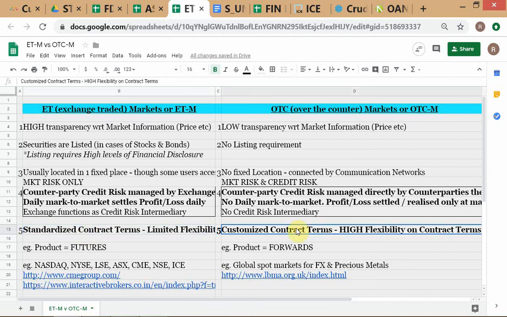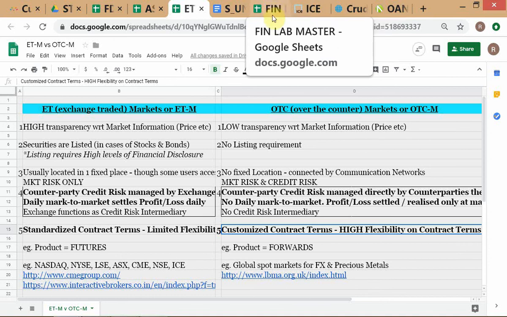In OTC markets, you can do whatever you want. You can go to Trafigura, which is one of the biggest oil traders, and you can tell them, I want to buy 675 barrels of oil. They will do it for you. That is the main advantage of OTC contracts. OTC contracts are between the two counterparties, they can decide the terms of contract. Okay, there's no need for standardization. You can get odd dates.